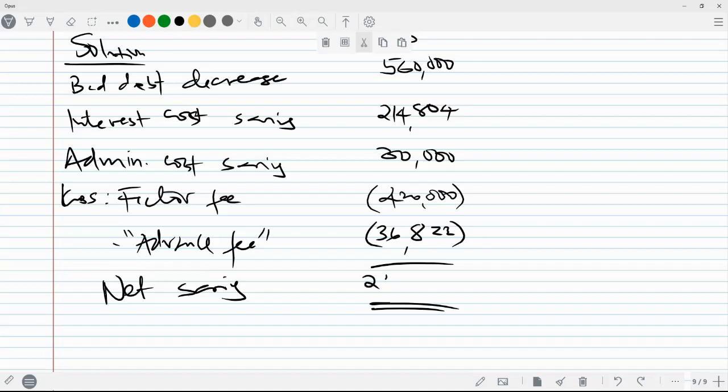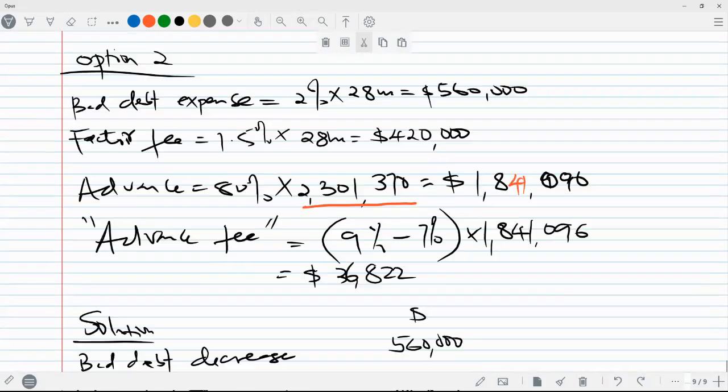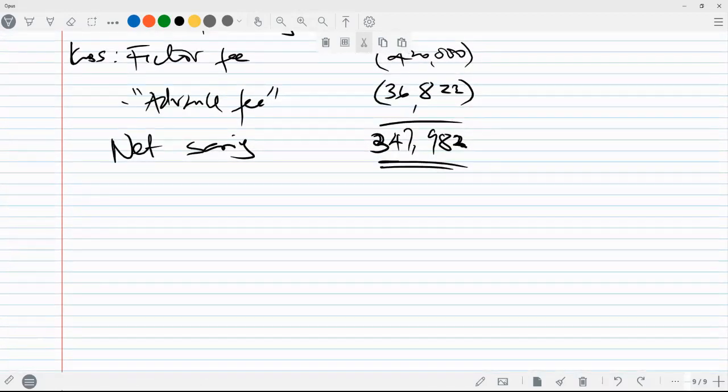$347,982. Therefore, don't forget the both method. If you take option 1, you have a saving, which we got as 104. Also, we have 347 in case you take option 2. However, we need to advise the company which option is better. Definitely, the company should take option 1.